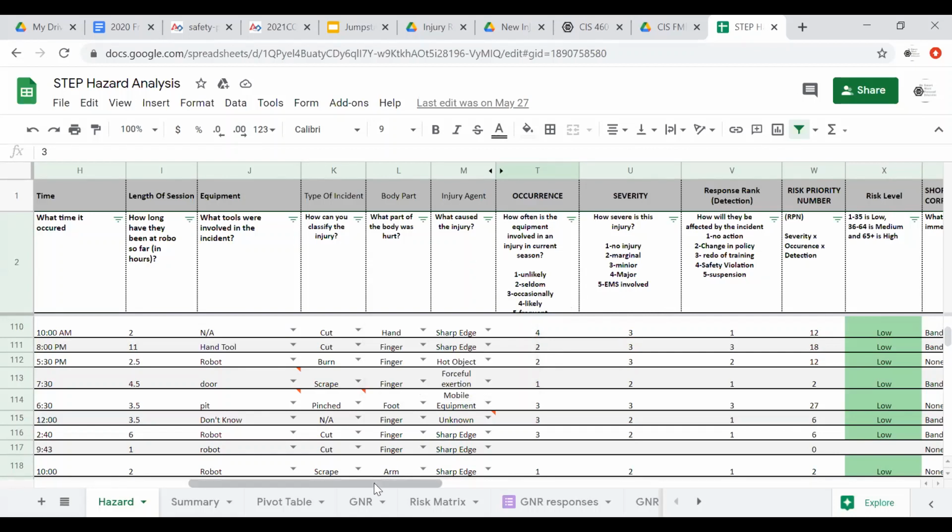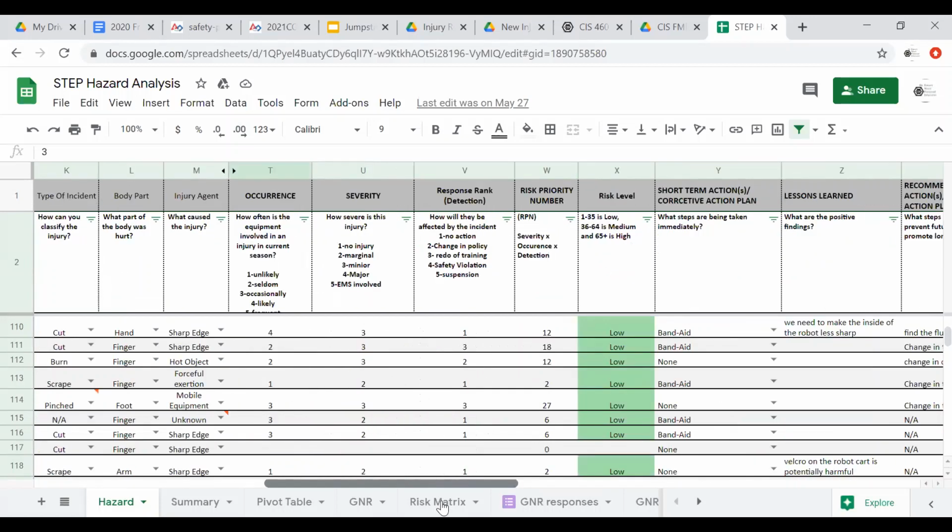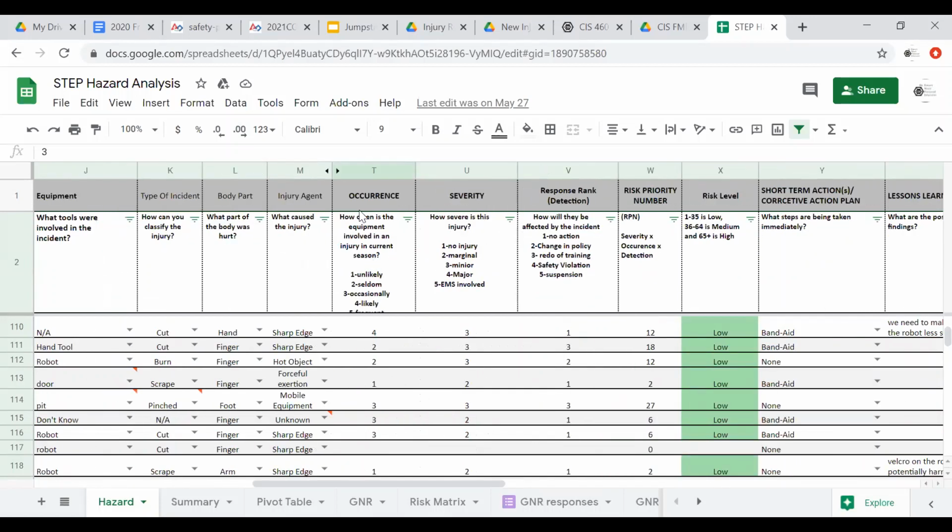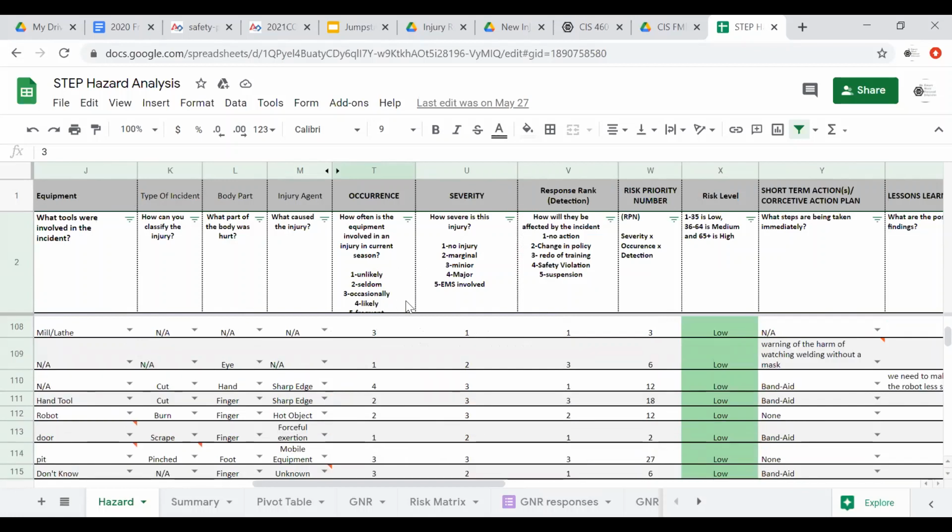This is one of the things I want to talk about, this risk matrix. How often does it occur? So unlikely, likely, seldom, that type of thing. We talked a lot about what kind of wording we want to use, so that we can classify how often it happens and how much is too much. The same thing happened with severity. We went with no injury, marginal injury, minor injury, major injury, or EMS involved.